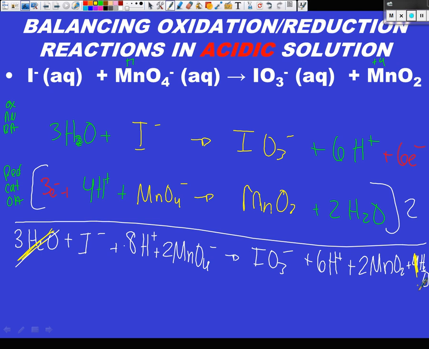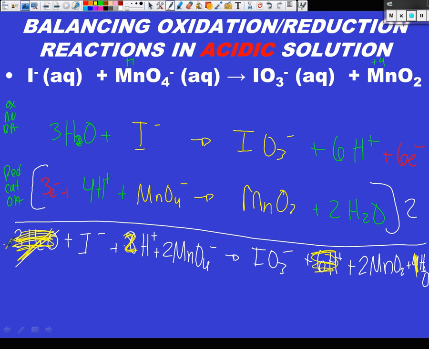Now, do I have H's on both sides? Yep, I've got 8 and 6. So which one wins? Okay, so that means I've got 2 left, and those disappear. You have to cancel like terms. That's step number 7. Recombine the 2 half reactions and cancel out any common terms. Because I had water on the left and water on the right, it doesn't matter. They're the same compound. So all of those go away, and I'm only left with 1.